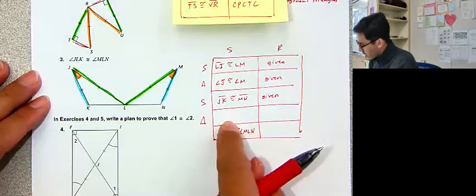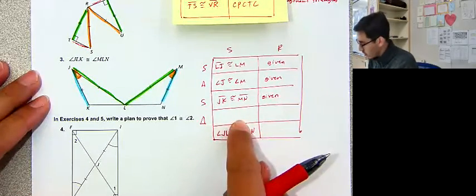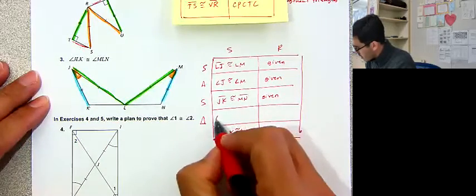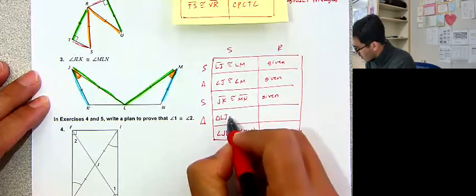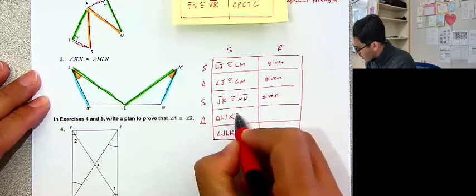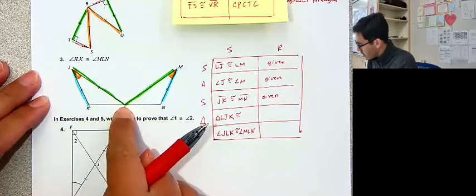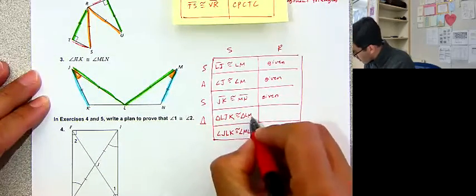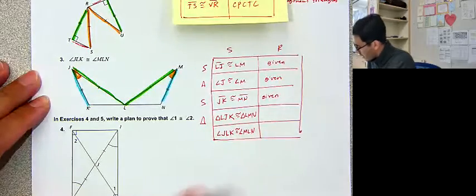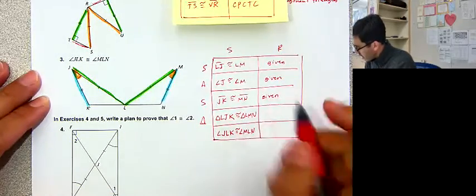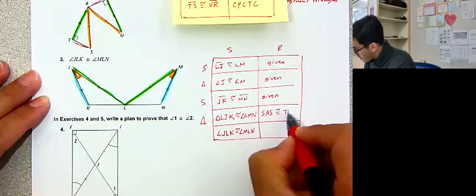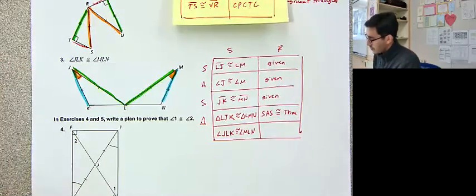All right, so now let's write a statement about the triangles. Let's go LJK. Okay, so I started at L, and we'll go LMN. Okay. And the method we used was side angle side. So we'll write side angle side congruence theorem.